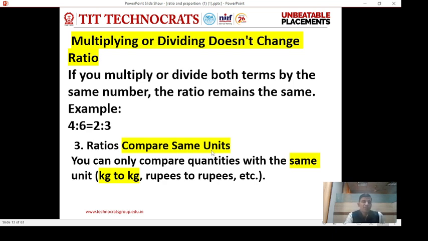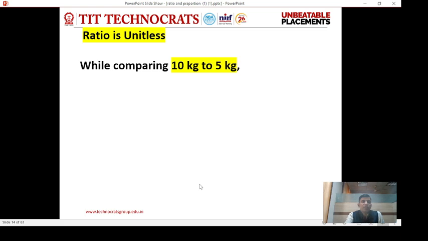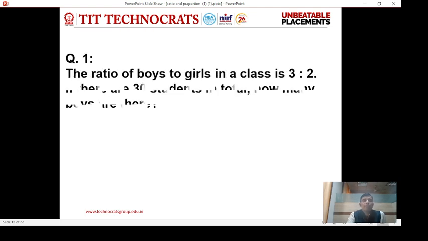Ratios compare quantities of the same unit, because a ratio has no units. Okay guys, you can only compare quantities with the same unit, kg to kg, rupees to rupees. Ratio is unitless. While comparing 10 kg to 5 kg, the units cancel out, so the ratio will be 2:1.